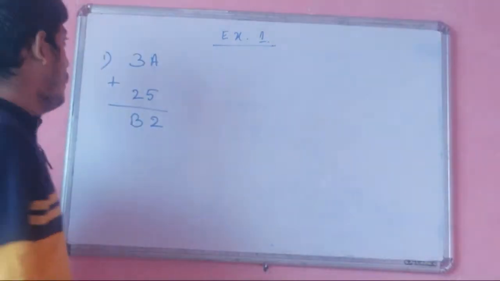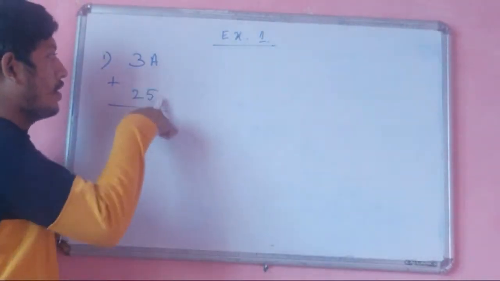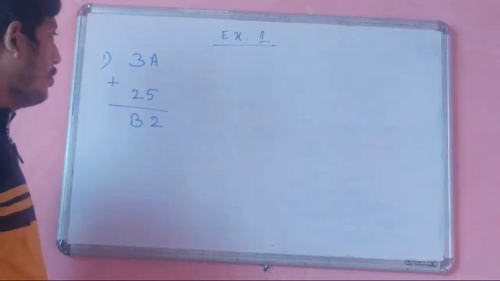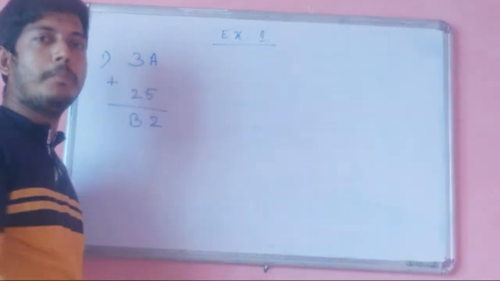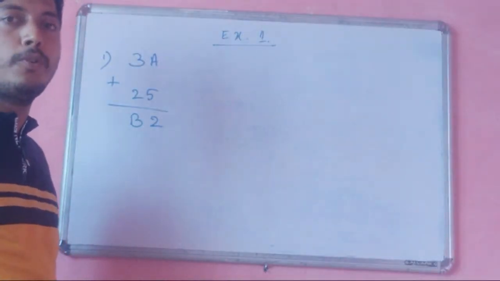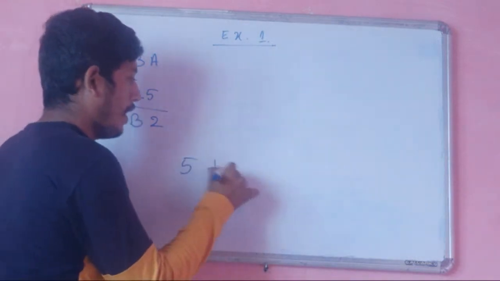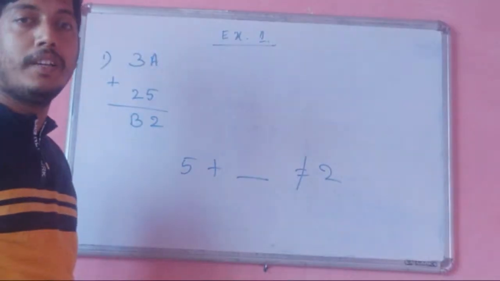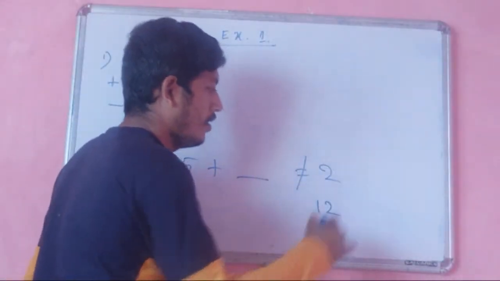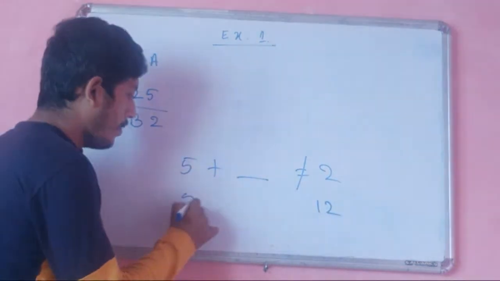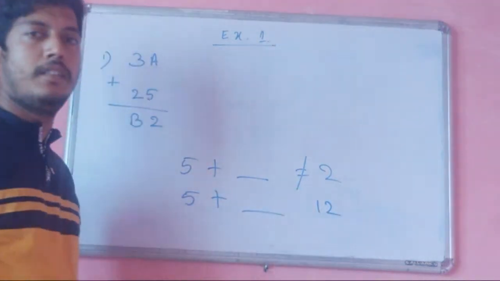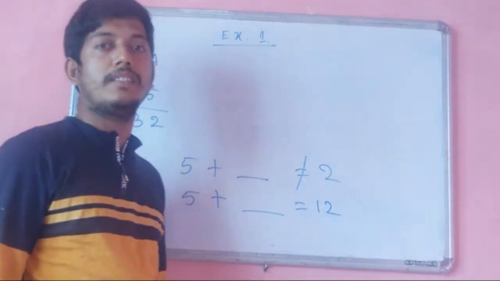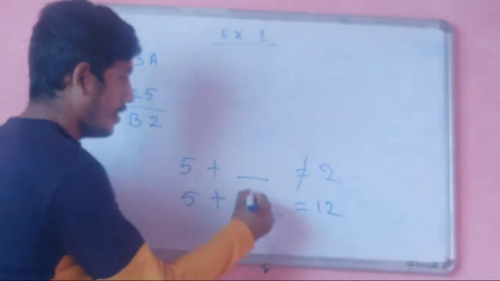Okay, so here, first we have to see this term: a, 5, then 2. So for 5, which number if we add, we'll get 2? That is not possible. For 5, if we add a certain number, we'll not get 2 as the answer. But there is a possibility of getting 12. So for 5, which number do we have to add to get the answer as 12? That is 7 we have to add.